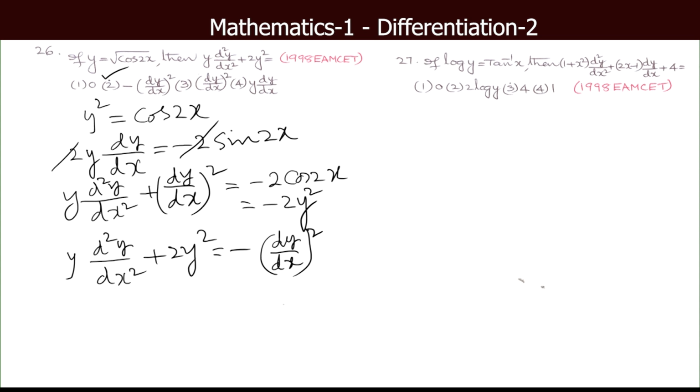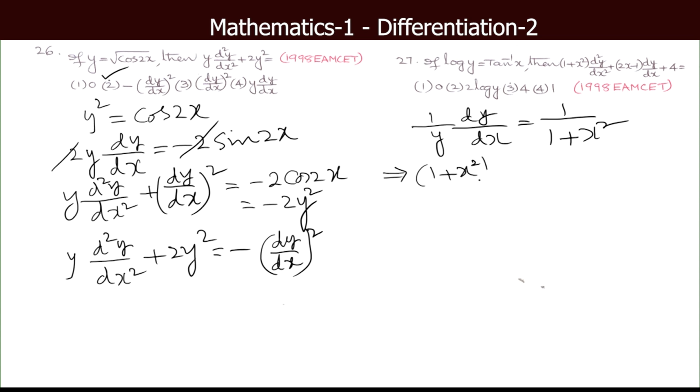Question number 27. Logarithm of y equal to arc tan x, then what is the value of 1 plus x square into d2y dx2 plus 2x minus 1 into dy dx plus 4? Log y equal to arc tan x. So, by differentiating both sides with respect to x, log y derivative is 1 by y dy dx and arc tan x derivative is 1 by 1 plus x square. Cross multiplying, 1 plus x square into dy dx is equal to y.